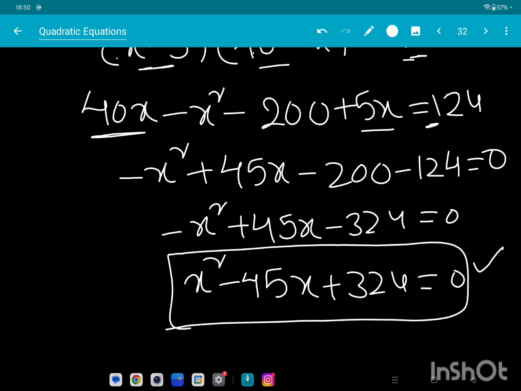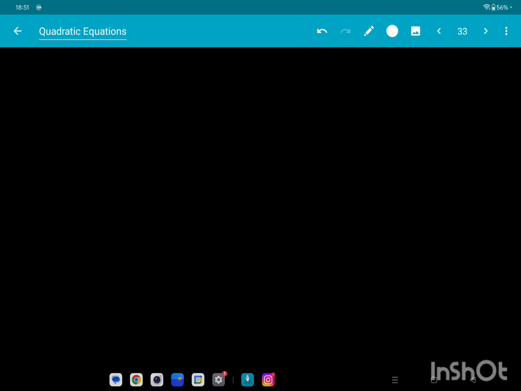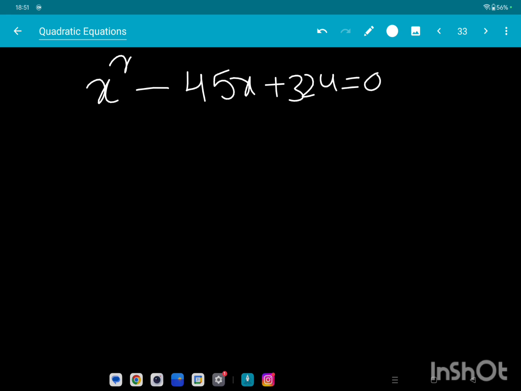Now we need to find the x values. Then only we will know how many marbles John and Jivanti have, right? So that's why I'm going to solve this equation. x square minus 45x plus 324 is equal to 0. Now I need to find the x values by factorization. How can I solve this equation by factorization? First I need to multiply the first and last term. 1 into 324. What is the value here? It is 324 only. Now I need to split the middle term, minus 45, into 2 terms whose product should equal 324.